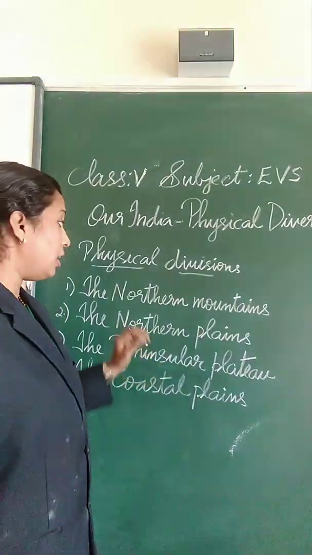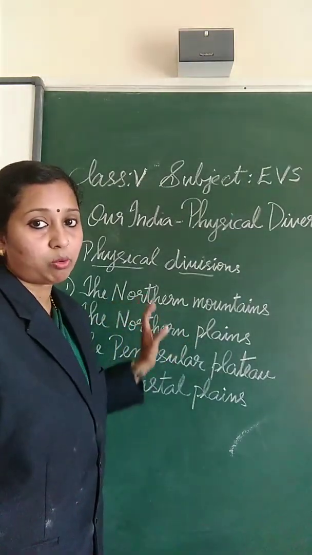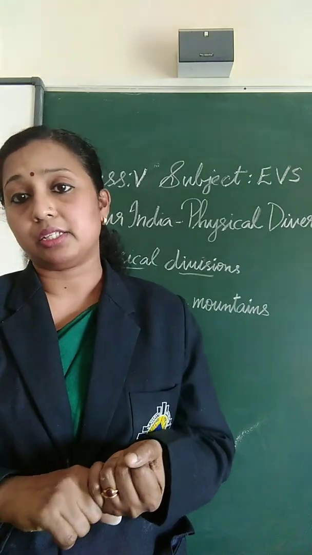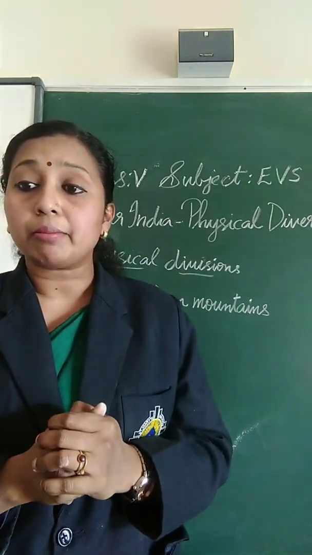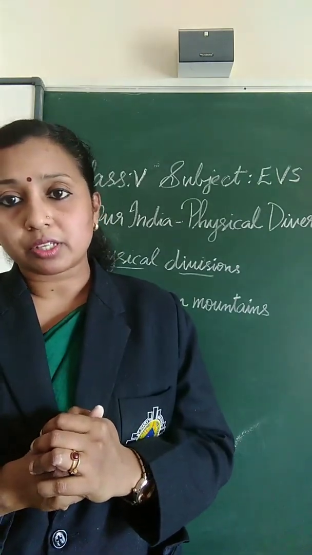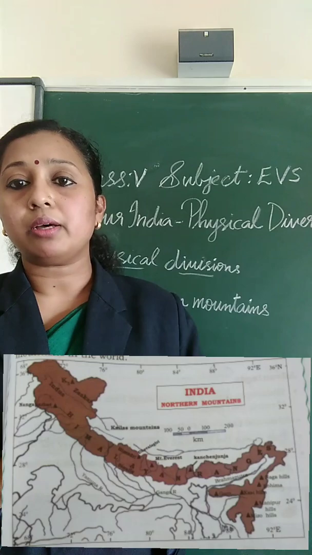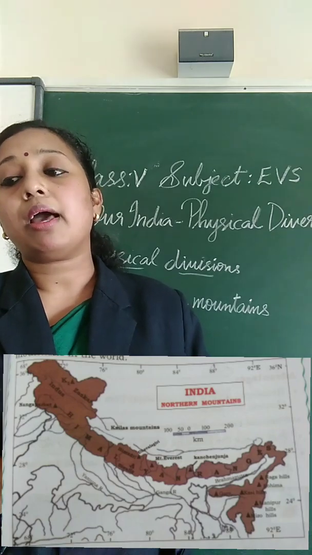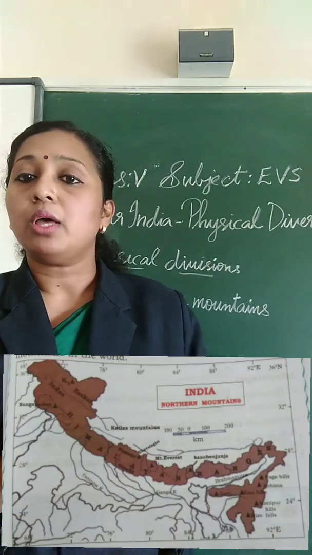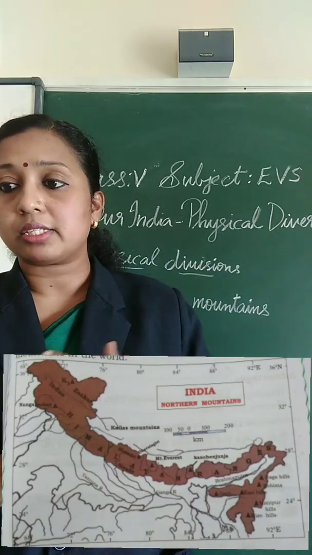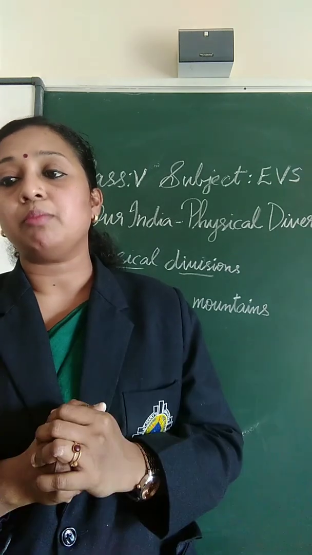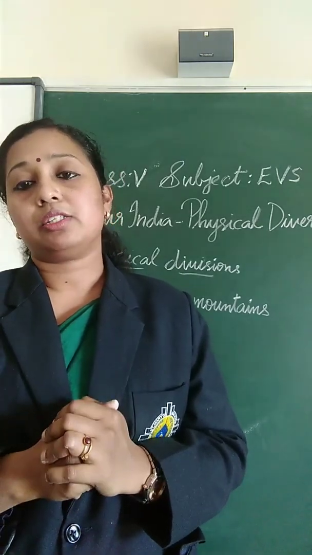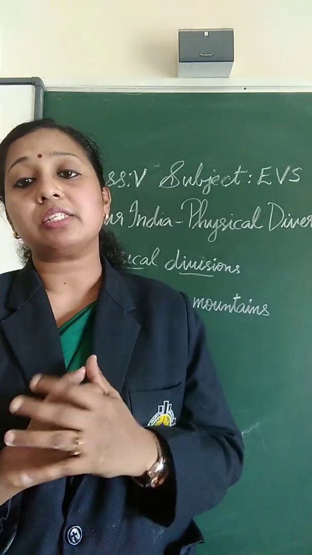The first one is the northern mountains. The northern mountains mainly consist of Himalayan ranges. When you look at the map on the screen, you can see that the Himalayan ranges extend from Kashmir to Meghalaya. The Himalayas are the highest mountains in the world.